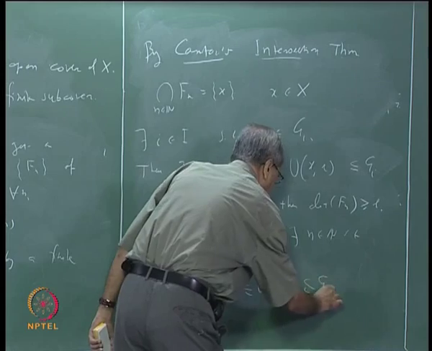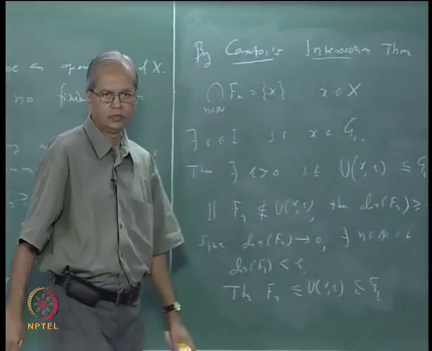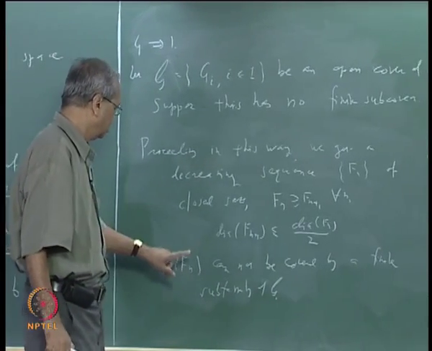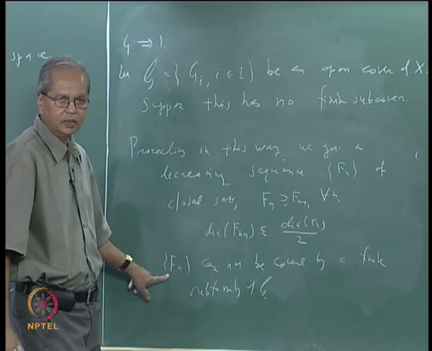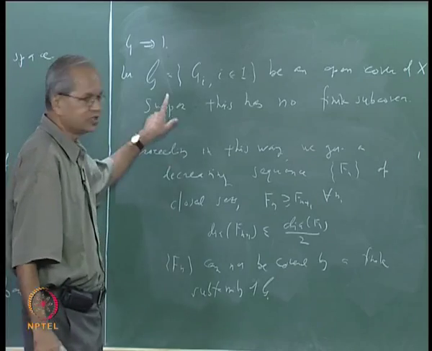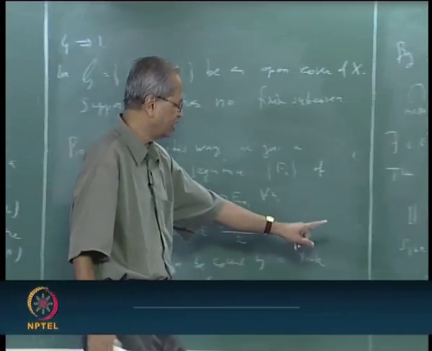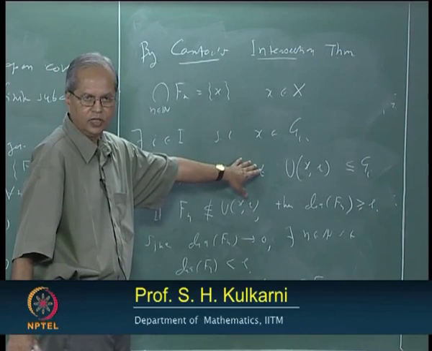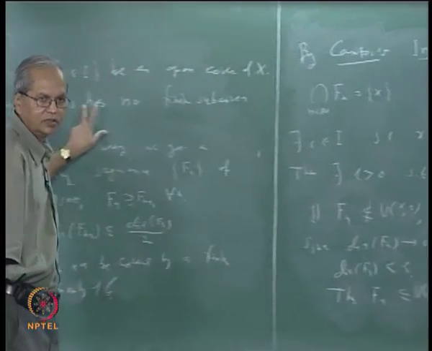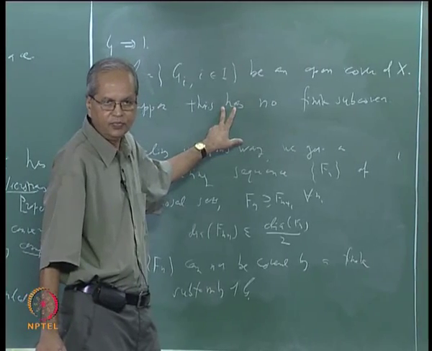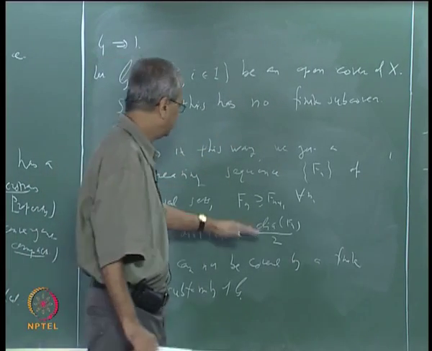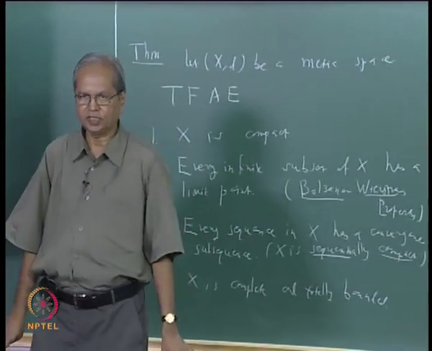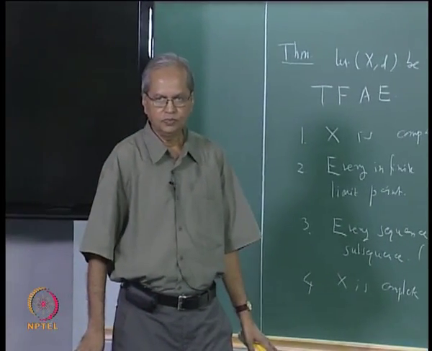Can this happen? We have observed that no F_n can be covered by a finite subfamily of script G, whereas here we have shown that for large values of n, F_n is contained in just one set from here. So that is a contradiction. So that proves that if X is complete and totally bounded, then X must be compact. Is that clear?